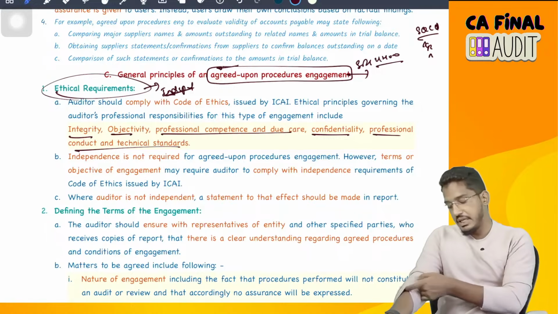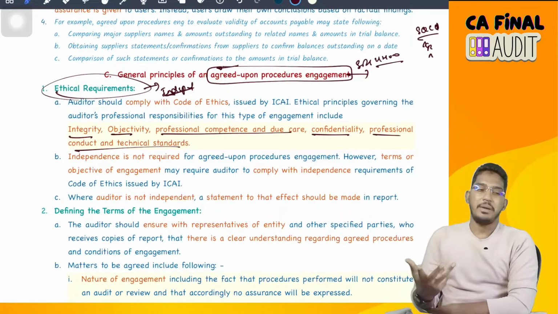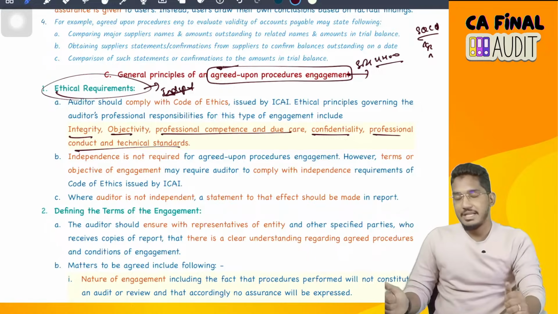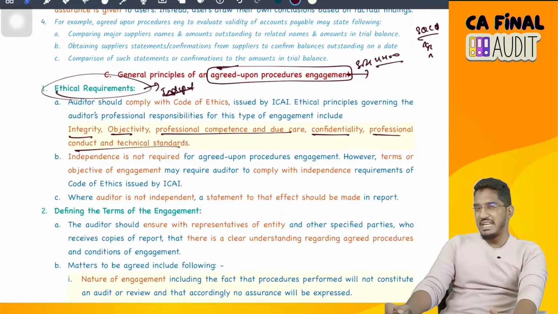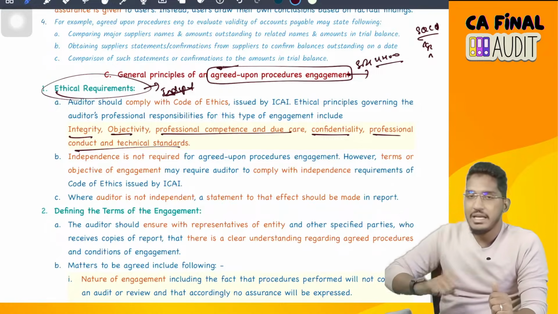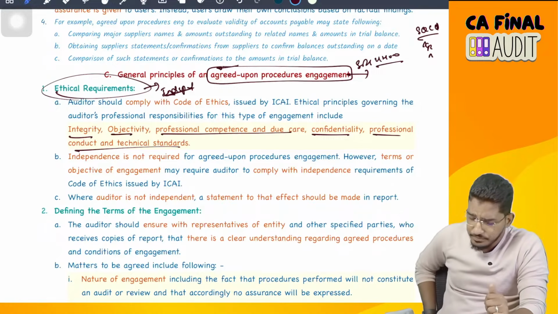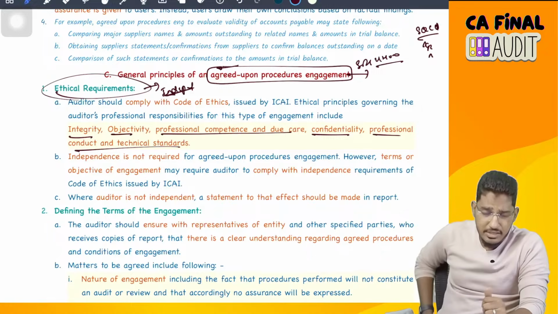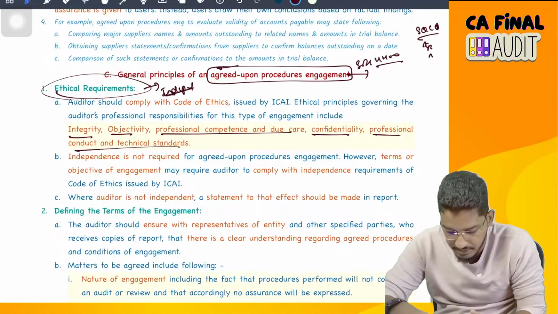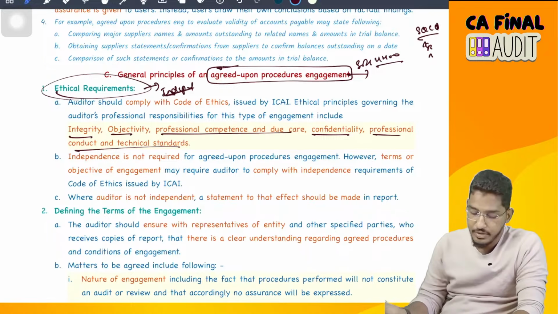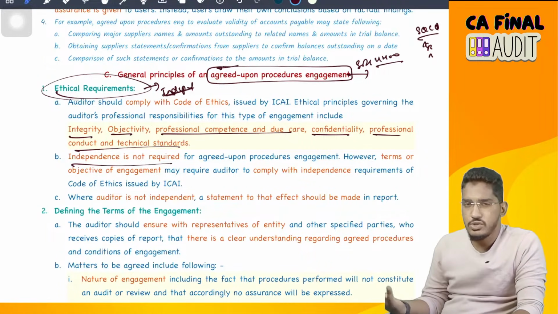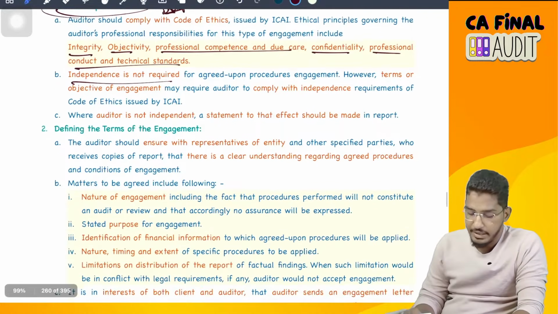Why? Because we need the auditor or the practitioner to be independent when he is expressing an assurance. But in the case of agreed upon procedures, we are not giving any assurance, right? We are just reporting on factual findings. Since we are not giving assurance, independence will not be required. Independence is not a requirement here, unless it is required as per the terms of the engagement. Unless the client is so specific, there is no requirement for independence.